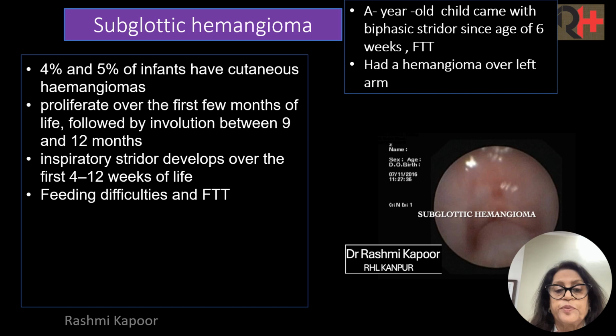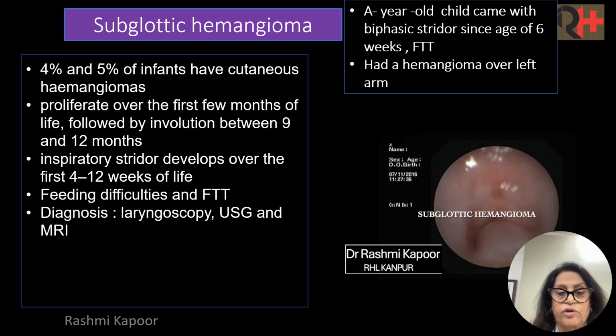4 to 5% of children with subglottic hemangioma will have cutaneous hemangioma. The hemangiomas proliferate over the first few weeks of life, followed by involution between 8 to 12 months. Inspiratory stridor develops over the first 4 to 12 weeks of life. There are feeding difficulties and failure to thrive. The diagnosis is by laryngoscopy, and ultrasonography and MRI should be done to make sure that this is a hemangioma, and we did that in this case, and it turned out to be a hemangioma only.